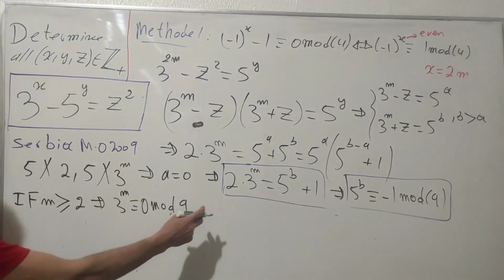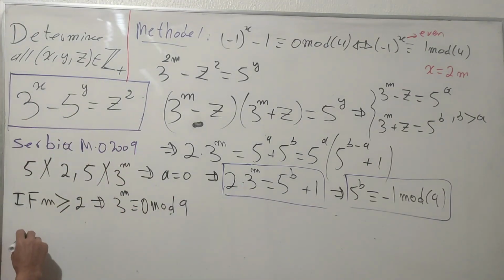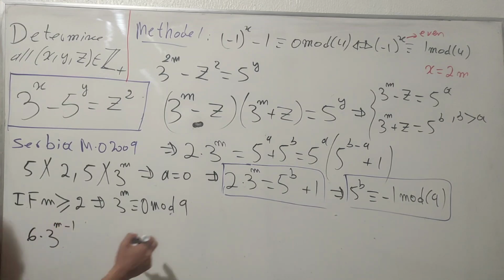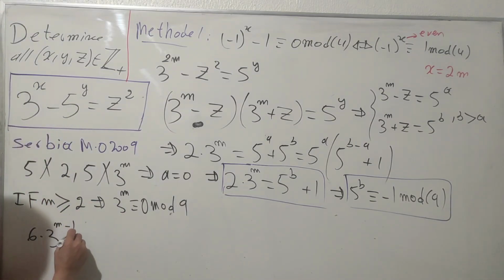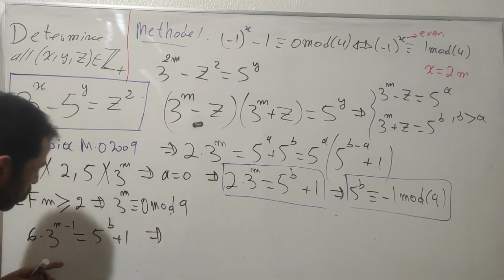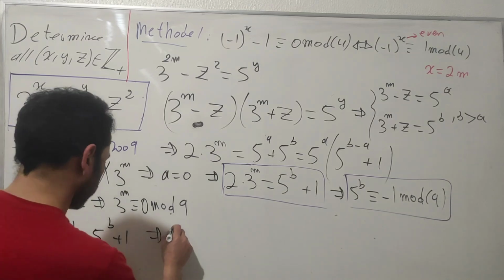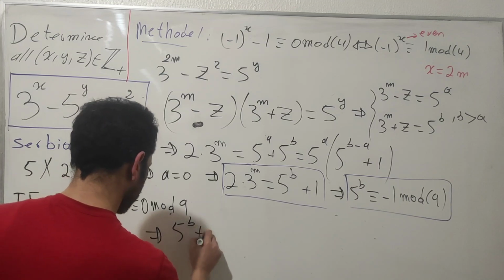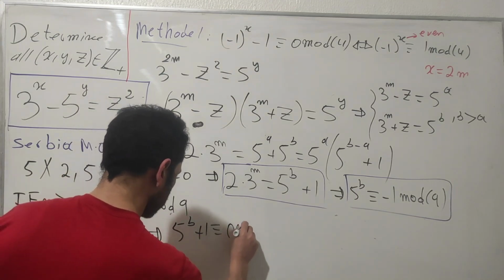I put the 6 here in the front, so I get 6 multiplied by 3 to the m minus 1. By extracting one of the 3s and multiplying it by 2, we get 6, which equals 5 to the b plus 1. So by reducing this equation to mod 6, I get 5 to the b plus 1 is congruent to 0 mod 6.